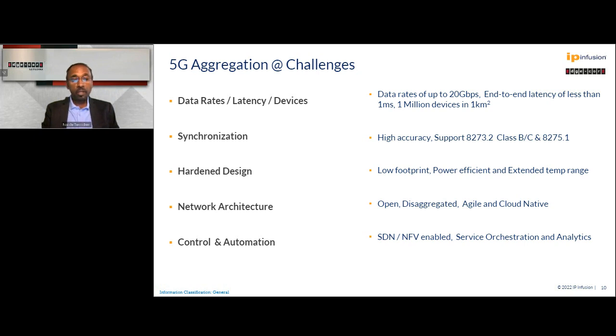So the next point is about synchronization and timing. As you all know, timing needs to be very accurate, especially in a 5G radio network. For its performance to be really good, the timing accuracy is critical. So from a telecom profile standpoint, the G.8273.2 Class C spec is what needs to be met to have very good timing accuracy for 5G requirements.